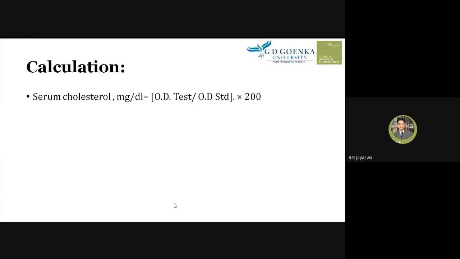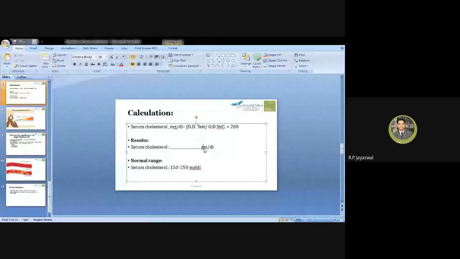The formula we have to use is OD of test divided by OD of standard multiplied by 200. 200 is the standard concentration. Then we write the result in mg per dL. It's not gram per dL, it's mg per dL. That's the common mistake.